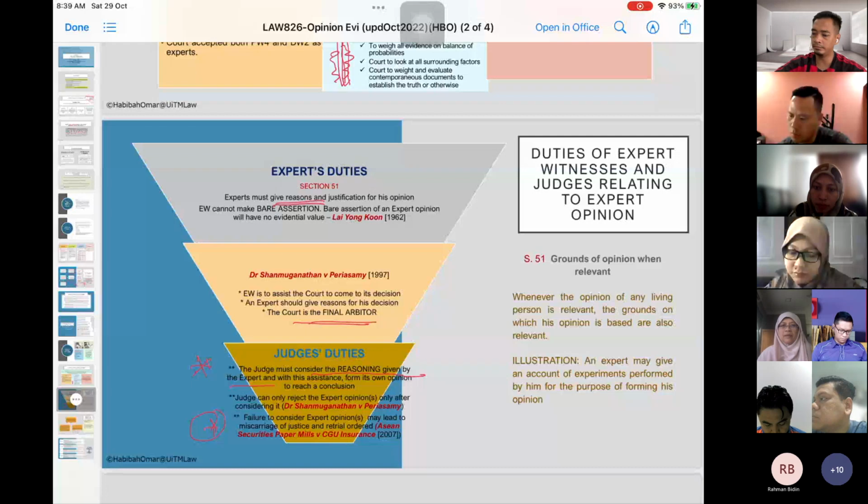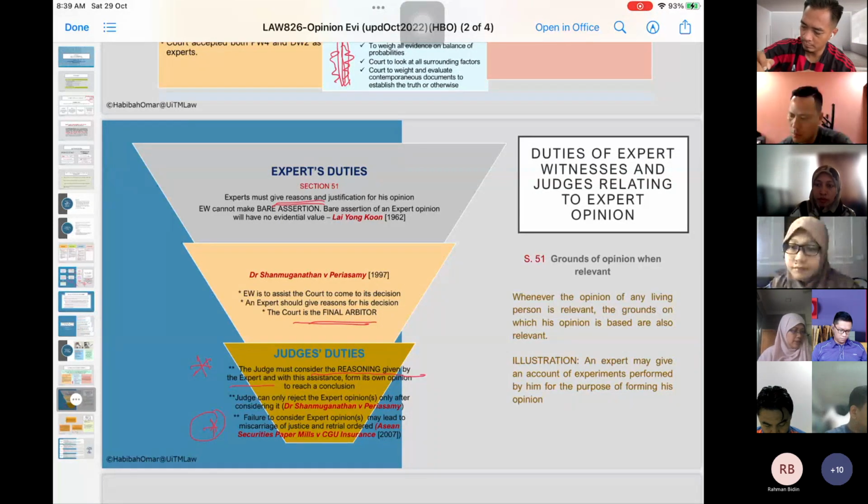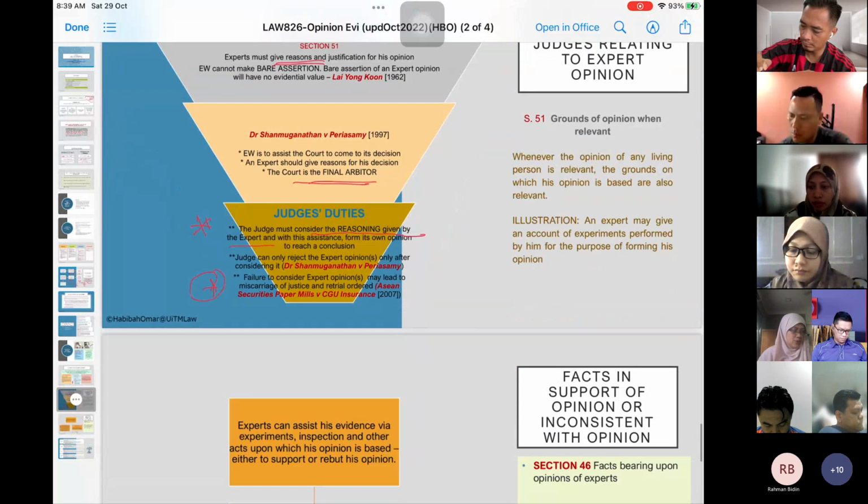Maknanya kalau you ada lebih daripada satu pakar, court kena consider ke semua opinion of the pakar, lepas tu decide yang mana yang dia nak ikut. Okay? That will be the judge's duty.